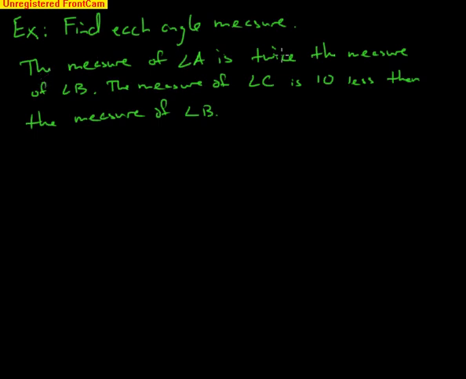The measure of angle A is twice the measure of angle B. The measure of angle C is 10 less than the measure of angle B. We need to find all three measures, angle A, B, and C. And these are all interior angles of a triangle.